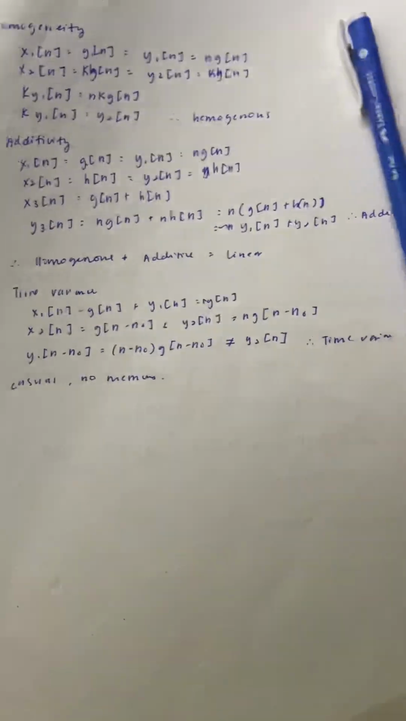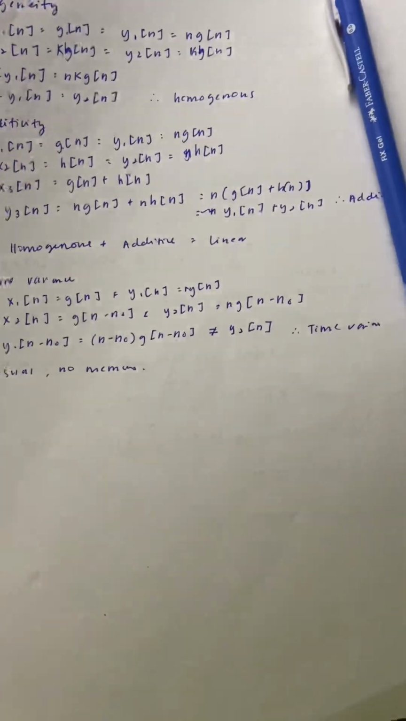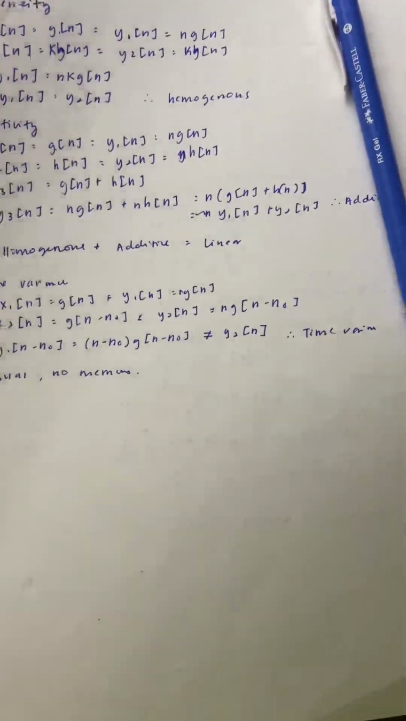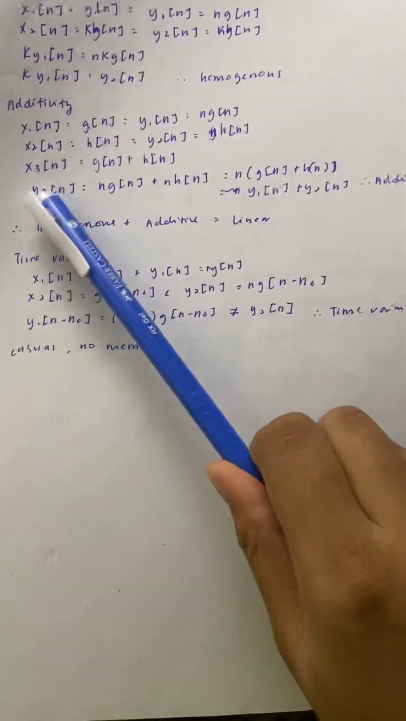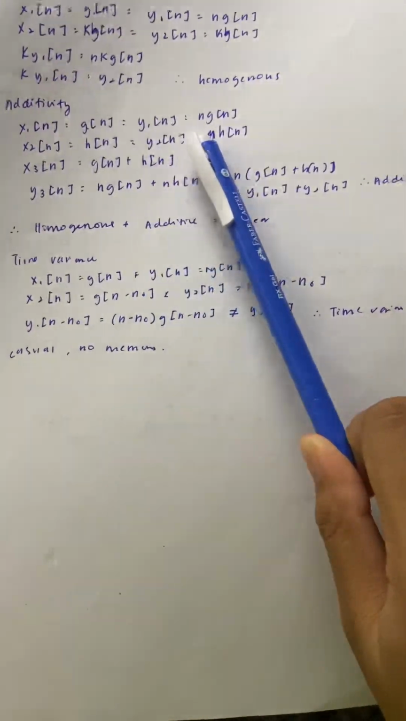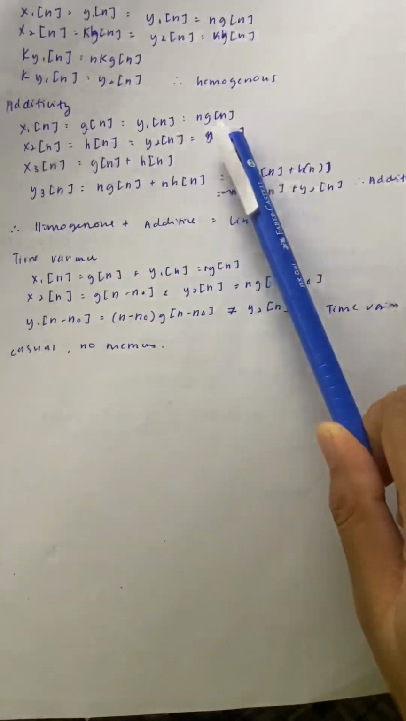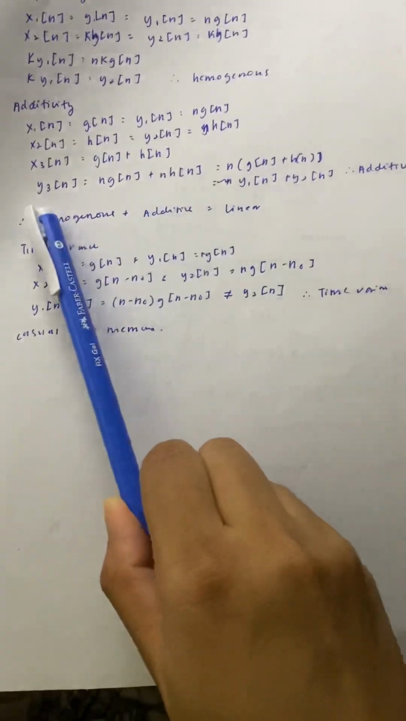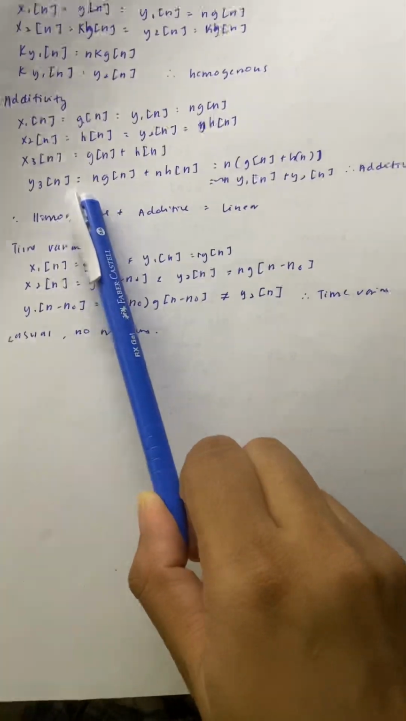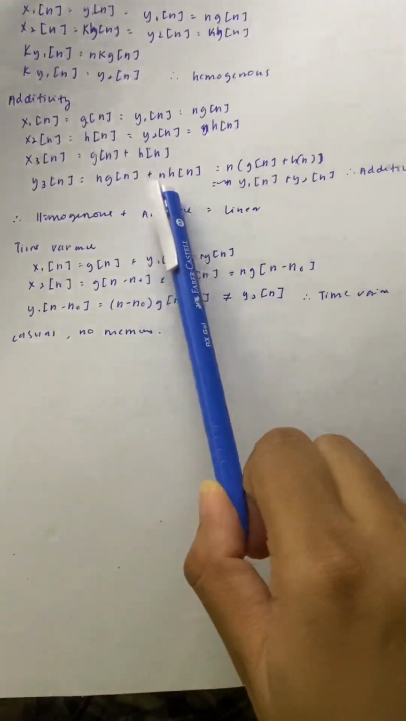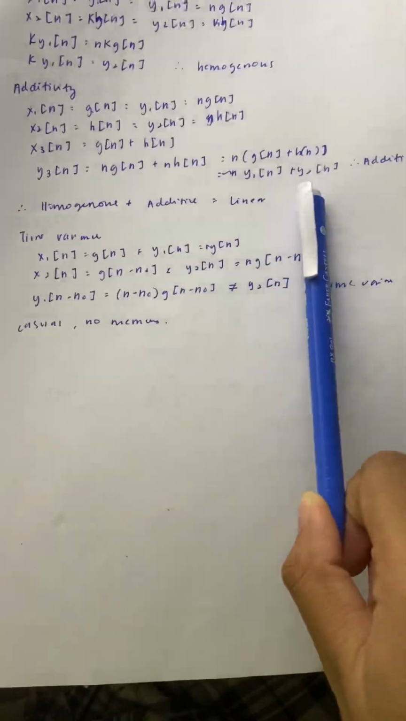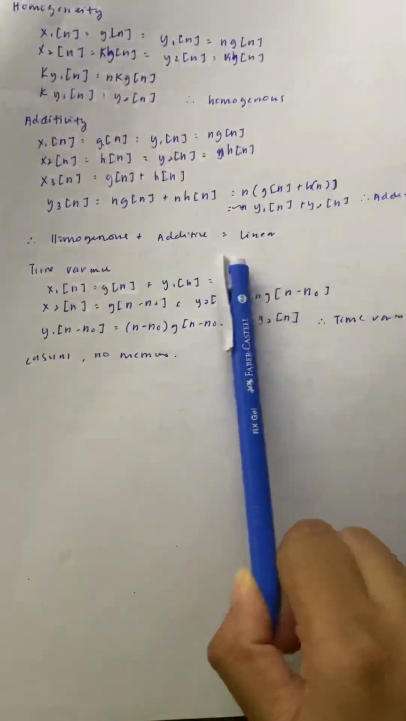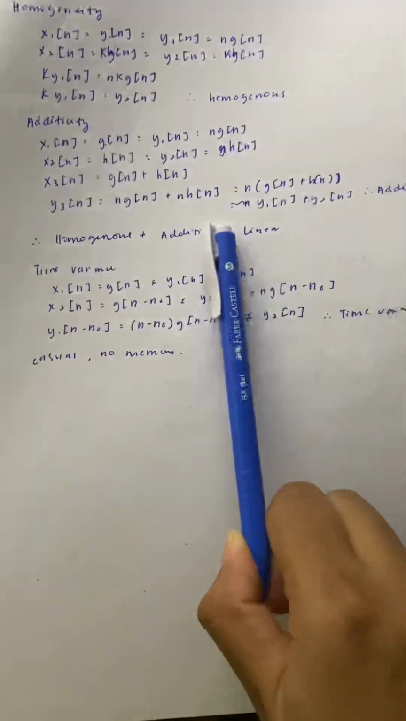And then we will see the additivity, where x1[n] is equal to g[n], so y[n] is equal to n g[n]. Then in the end we will see that it is additive because y3[n] equals n g[n] plus n h[n], and we will get this. So we know that it is linear because it is homogeneous plus additive.